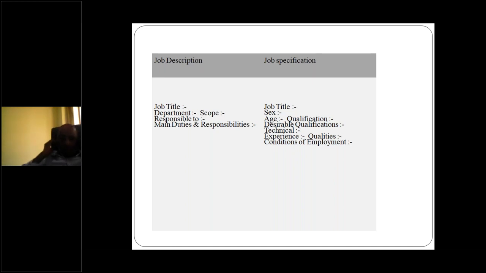What is the scope, and what is the main duty and responsibility that the staff is supposed to have? Then when you talk about the job specification, it's talking about the title of the person, what is the sex, is it male or female that is needed for that role, what is the age, what is the qualification, what are the technical skill set the person must have, then what kind of experience do we want the person to have, what are the qualities and the conditions of employment.